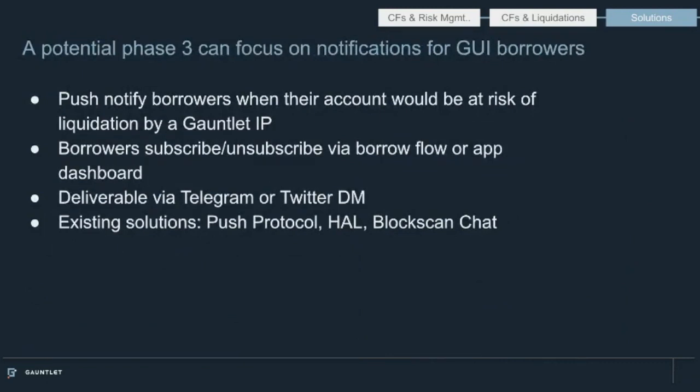The third and final, most advanced phase of managing the user experience is to push notifications to borrowers. This can be done in a variety of ways. It could be done by having borrowers sign up to subscribe to these notifications through that flow. There are also some tools available in the market, such as Push Protocol and Blockscan Chat, that can push notifications to different accounts. This would be an important way for contacting especially large whales that might be very close to liquidation.